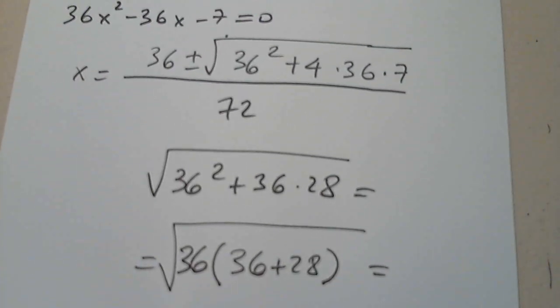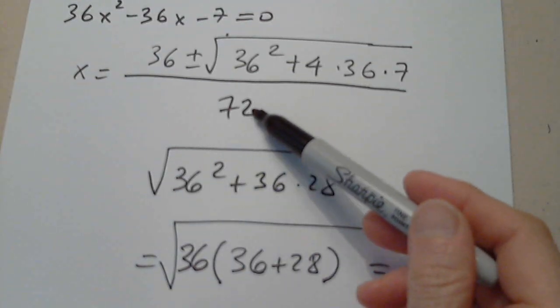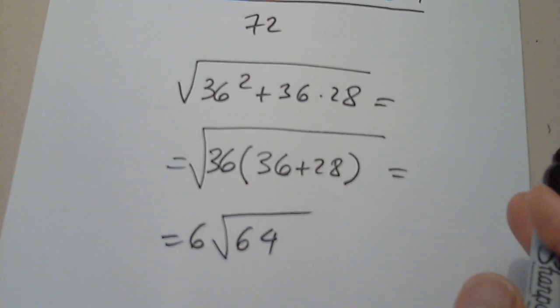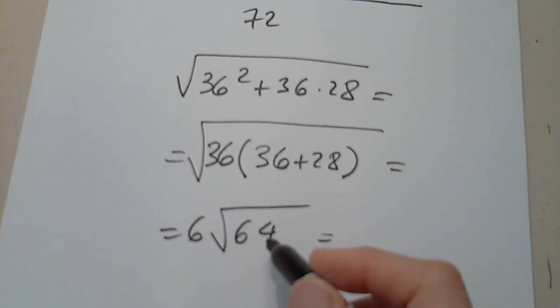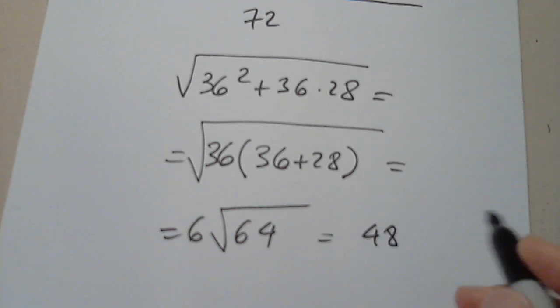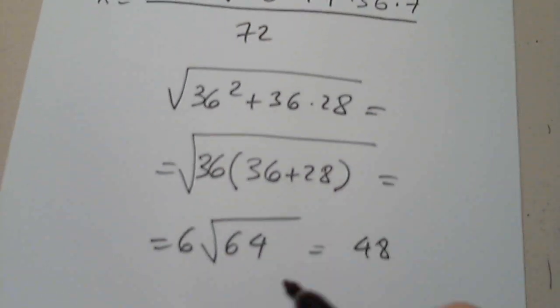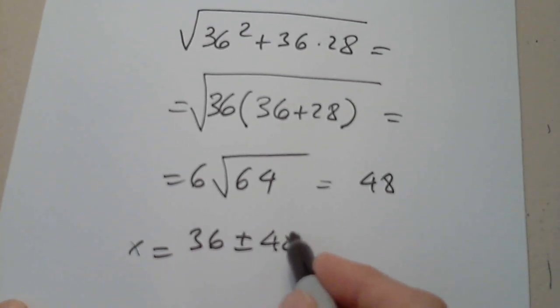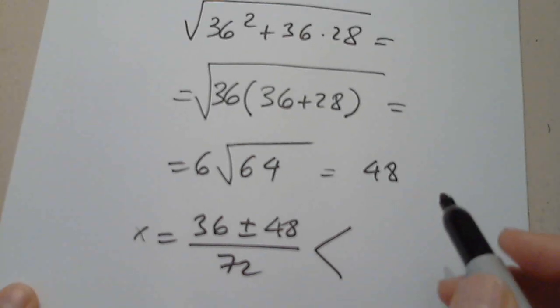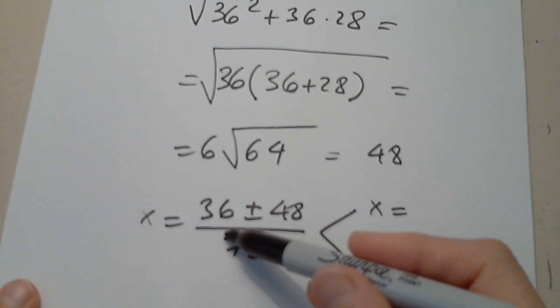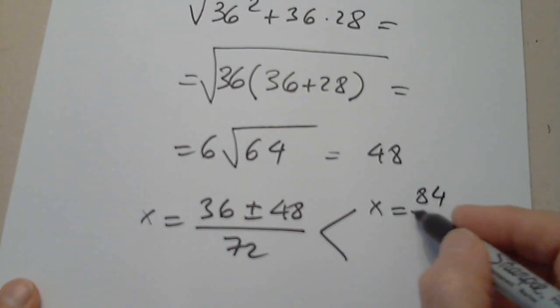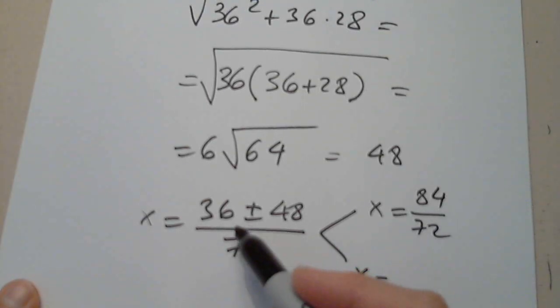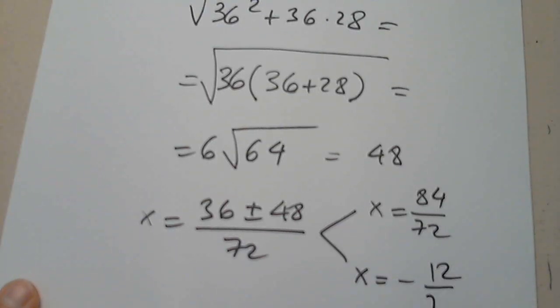But something is wrong. Oh yeah, it's an irrational number because of 72. I see, I got it. So this is 6 times 8. So this whole thing is 48. So then we have 36 plus or minus 48 divided by 72. So x equals 84 over 72, or negative 12 over 72.